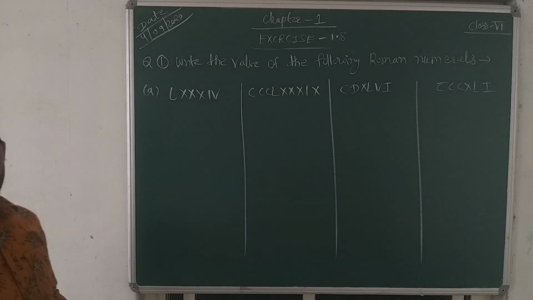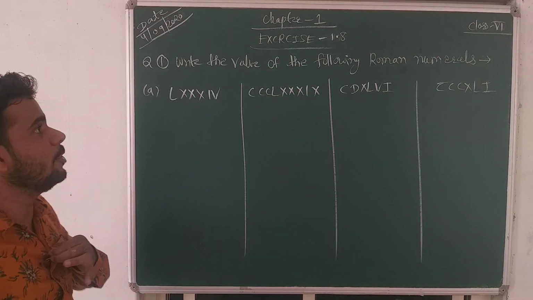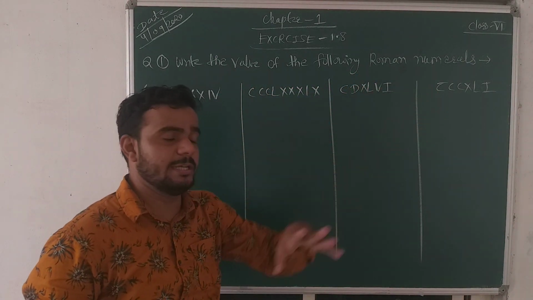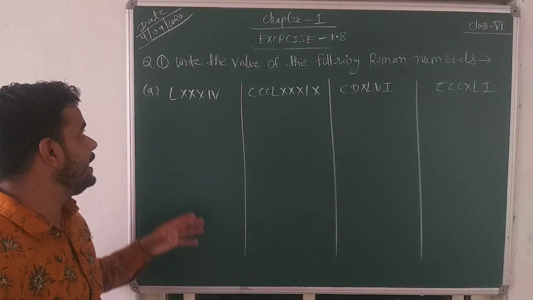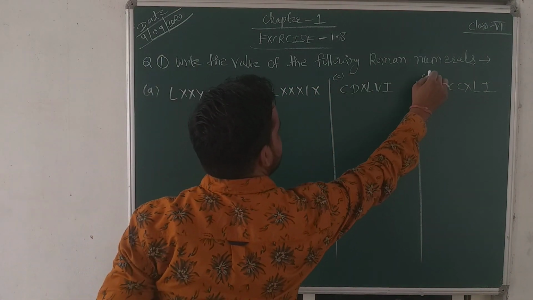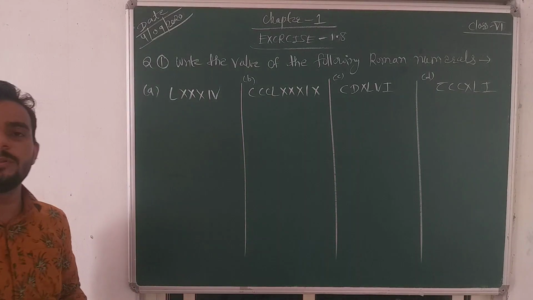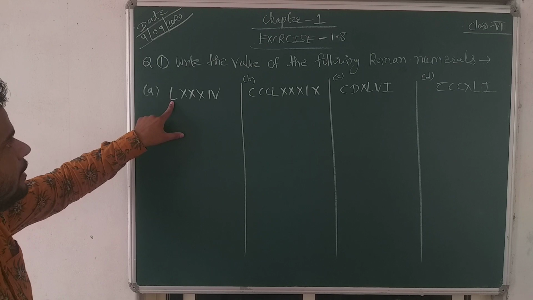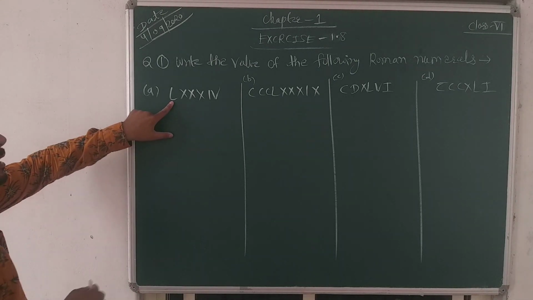Next, question number 1 of exercise 1.8. Write the value of the following Roman numerals, parts A, B, C, and D. You have to write their values. Just follow the rules.